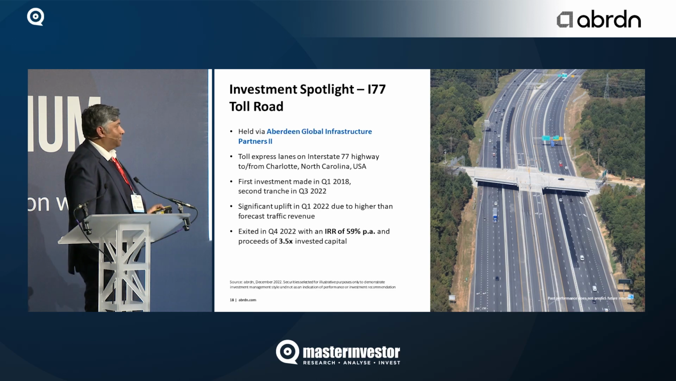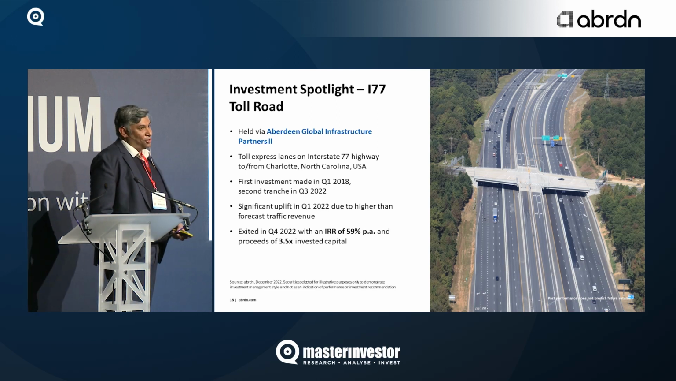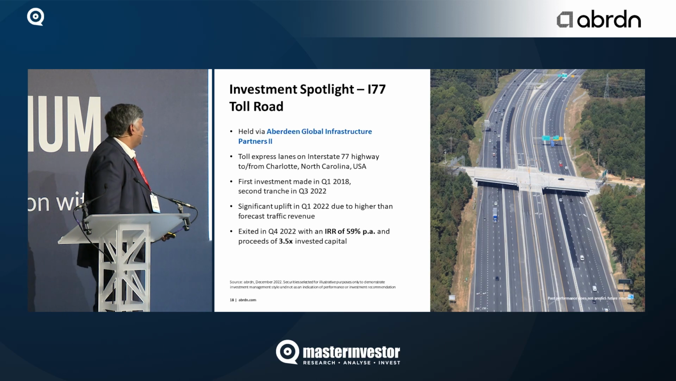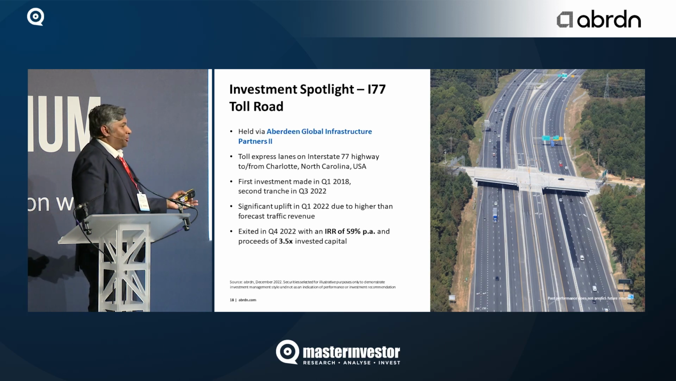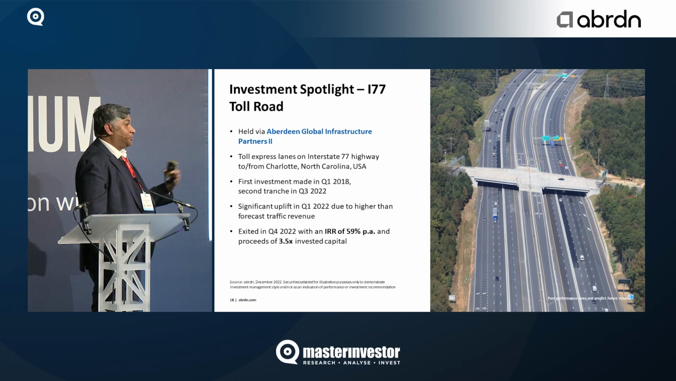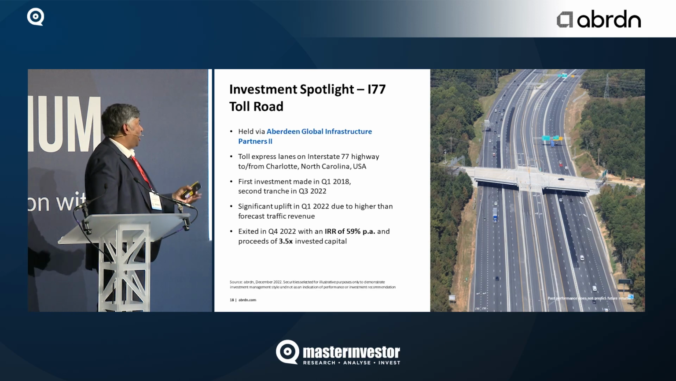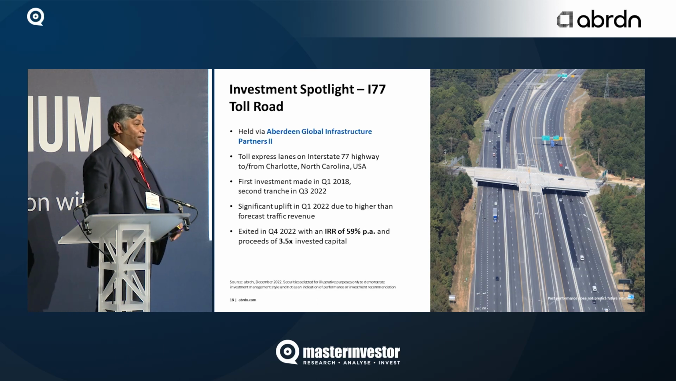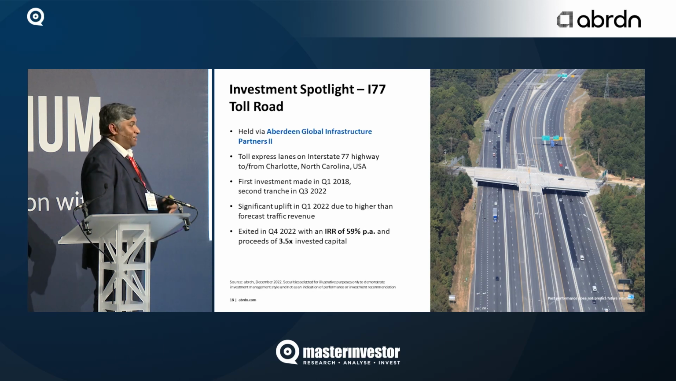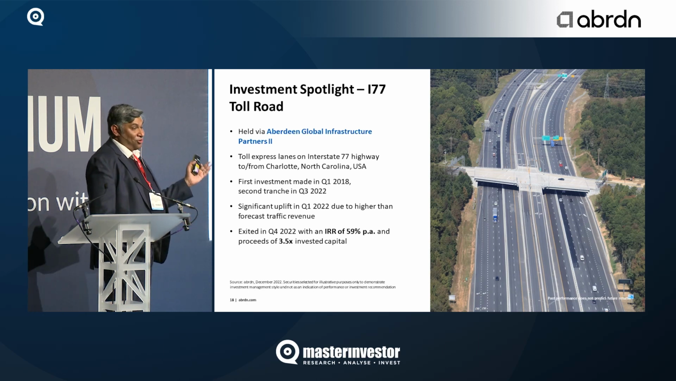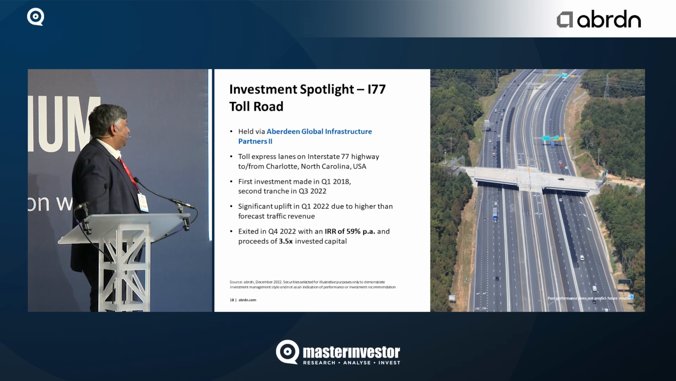Just to bring it to life a little bit, this is the I-77 toll road in North Carolina in the United States. It's invested through a program that we have called ADIG Global Infrastructure Partners 2. It's the main arterial route into Charlotte, which is one of the main cities in North Carolina. We first made this investment in 2018. We invested through its completion during COVID, and after COVID restrictions were lifted, we had significantly higher revenues from the amount of traffic going up and down this main arterial route.